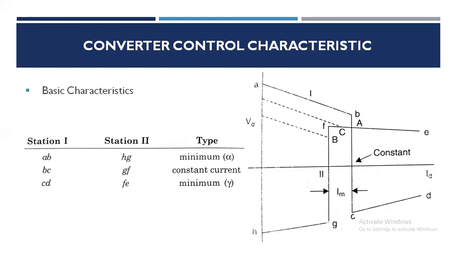With lower AC voltage at the rectifier, suppose the rectifier side AC voltage decreases again, then this point of intersection becomes point B, which implies constant current at inverter. You can see constant current on the inverter characteristics, station 2. So it implies constant current at inverter with minimum alpha at rectifier.